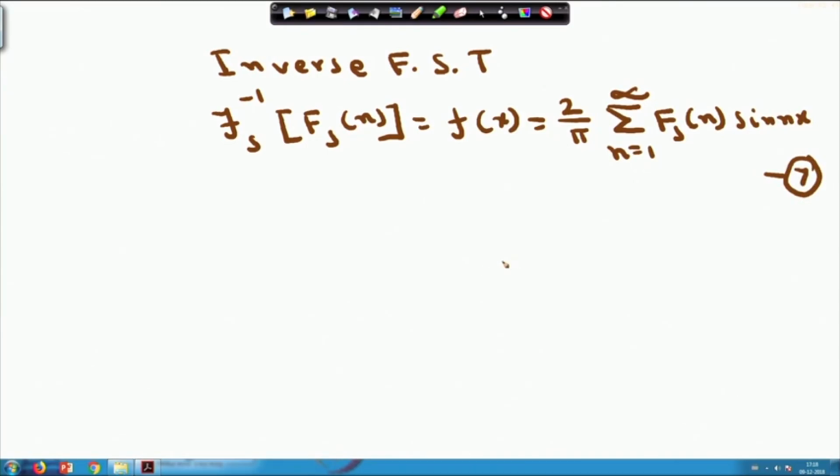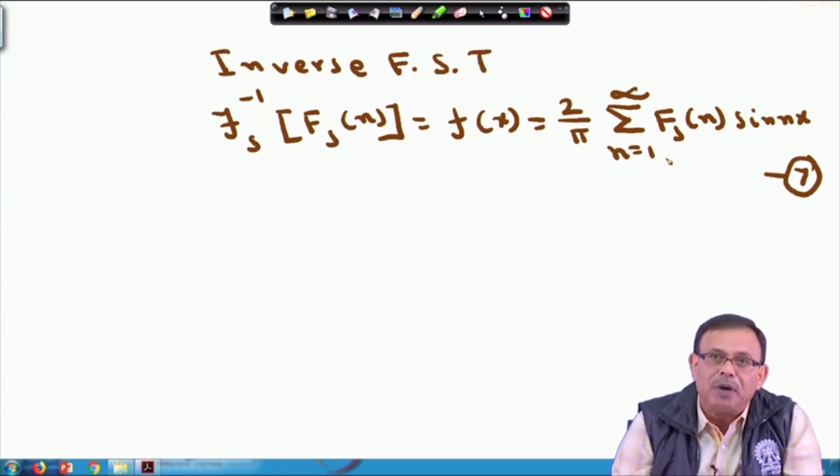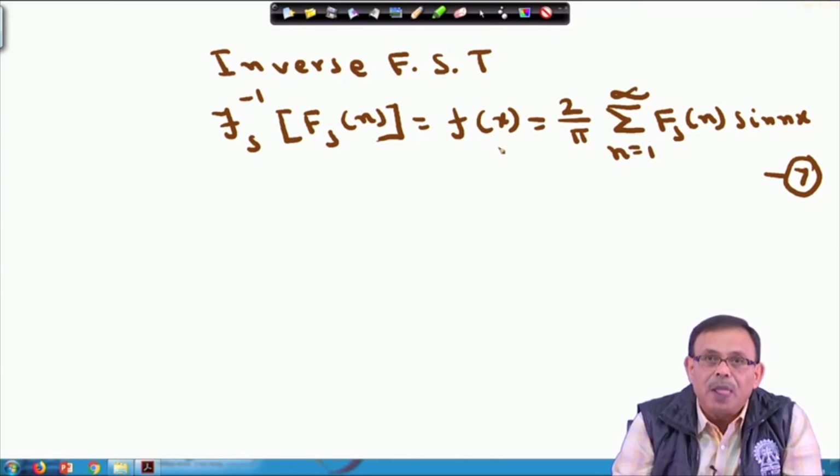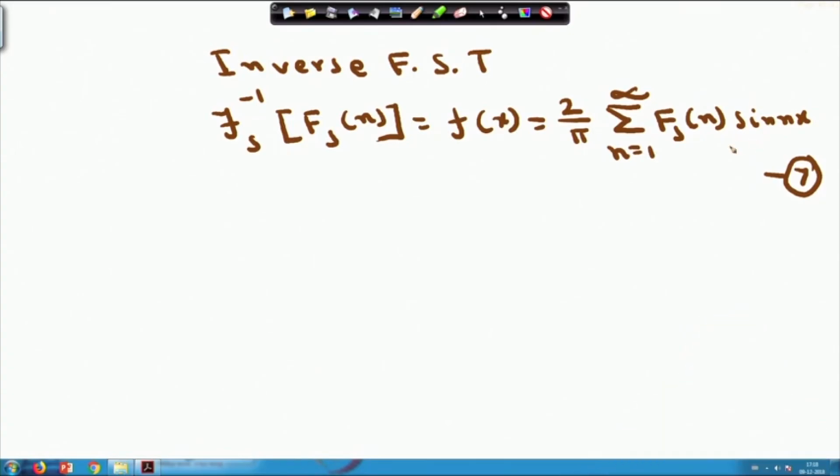So, please note that inverse Fourier sine transform we are defining in terms of Fourier series earlier, where we defined f x equals 2 by pi summation n equals 1 to infinity b n sin n x, where just now we have shown b n equals F s n. Therefore, Fourier sine inverse of F s n equals f x, and this equals 2 by pi summation n equals 1 to infinity F s n into sin n x.